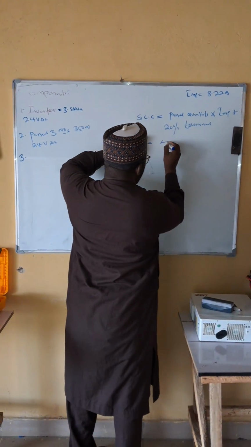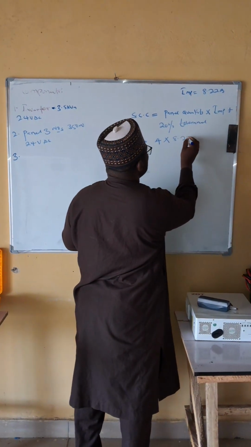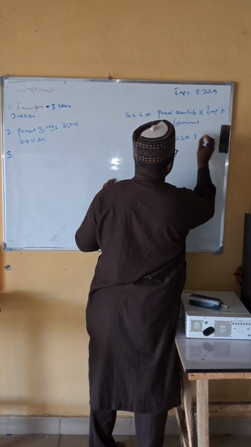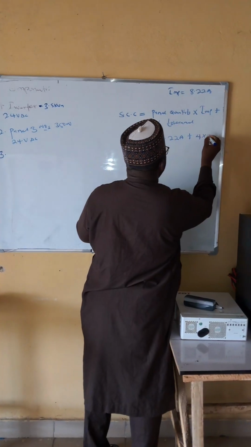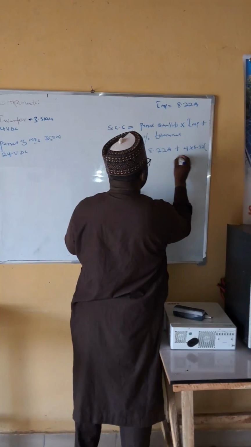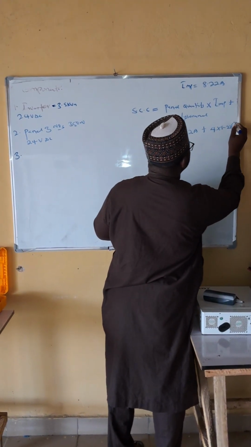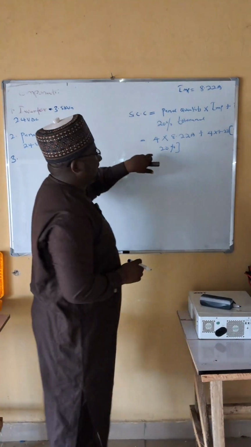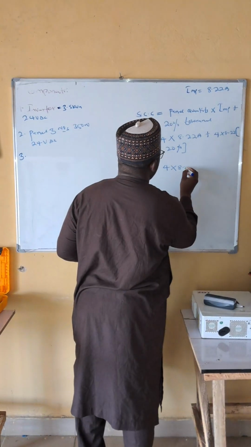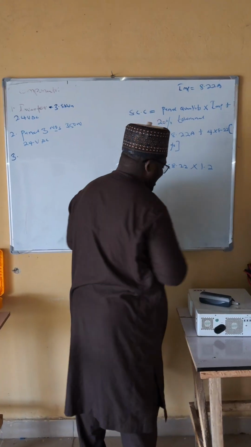The quantity is 4, considering 250 watt panels. So 4 times 8.22 amps, plus 4 times 8.22 in bracket 20%. This is one way. Or we say 4 times 8.22 times 1.2. We are going to arrive at the same answer.